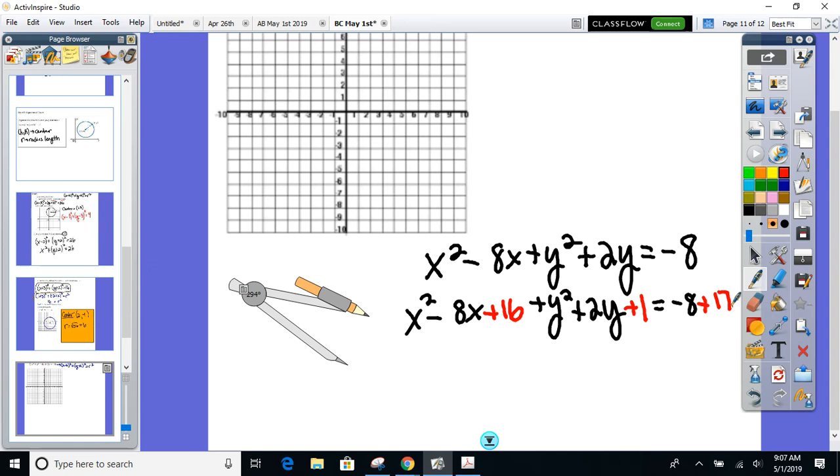Here's where the fun begins now. Factoring time. Two numbers that multiply to 16 but add to -8. But we can write that even cleaner: x minus 4, x minus 4.